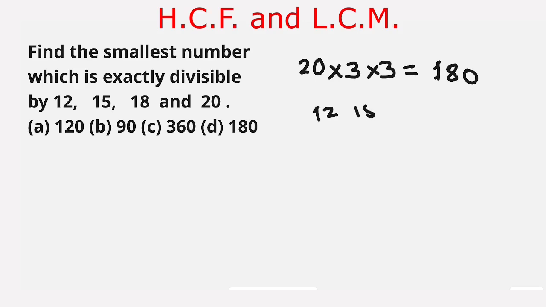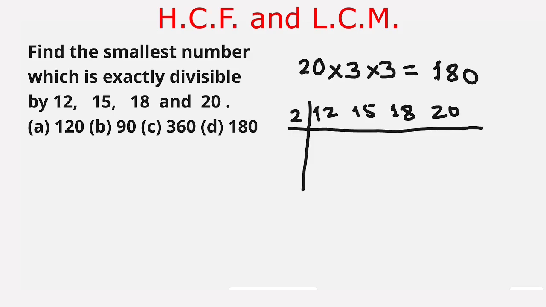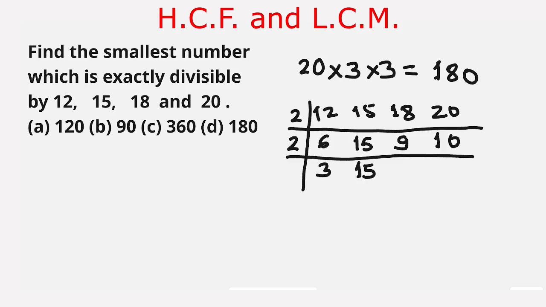12, 15, 18 and 20. 2 divides 12 for 6 times, we write 15 as it is. 2 divides 18 for 9 times and 2 divides 20 for 10 times. We further divide it by 2. 2 divides 6 for 3 times. We write 15 as it is, as it's not divisible by 2. We write 9 as it is, as it's also not divisible by 2. And 2 divides 10 for 5 times.